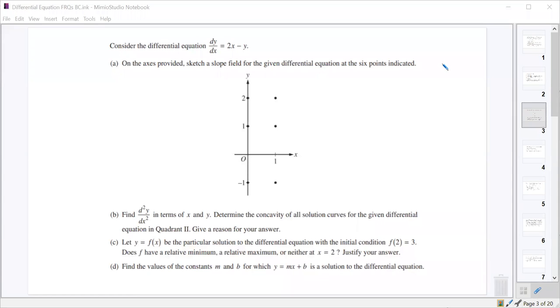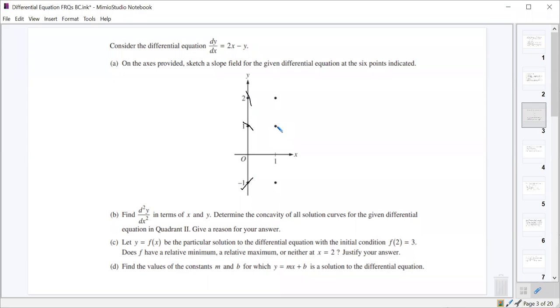So first off, for this one, all we need to do is sketch the slope field for part A. The slope field should have been pretty straightforward. Really, you've only got 6 points, so you might as well just plug each point in and see what you get. If you plug in 0, 1, that should give you -1. If you plug in 0, 2, that should give you -2. If you plug in 0, -1, that should give you +1.